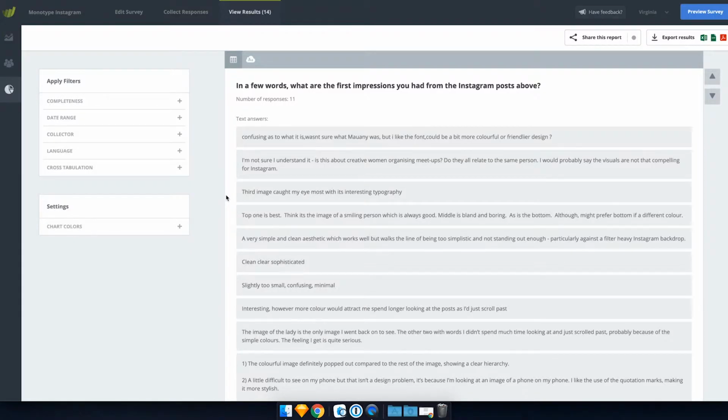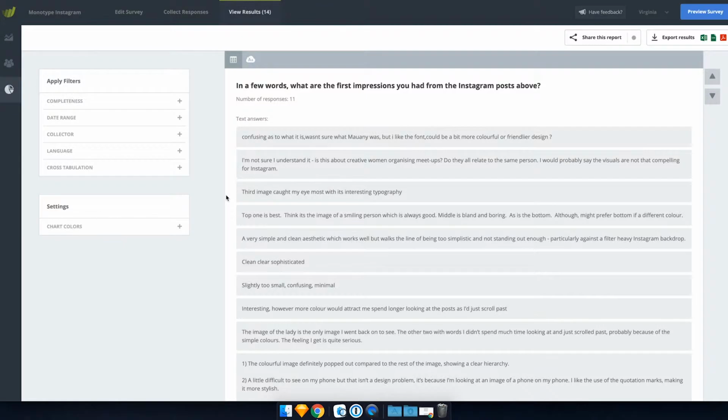So in general, this first version could be more colorful or friendlier. One person says, I'm not sure I understand it. Do they all relate to the same person? This is why creating this kind of survey is very important, because I have been working on it for so long that for me it's very clear that these posts talk about 3 different people, because I know their names, I know their faces. But I understand that for people, they don't get that this is 3 different people. Yeah, so this first version doesn't have as many colors as the other 2.